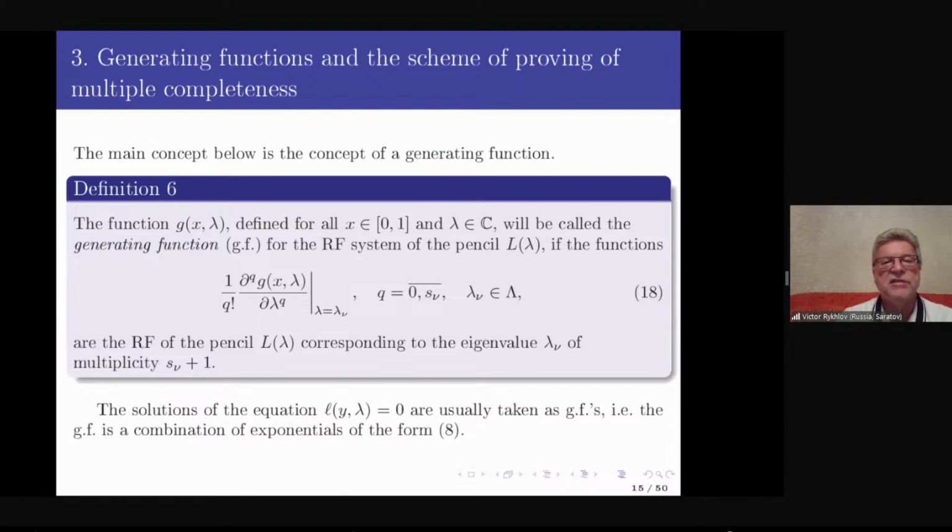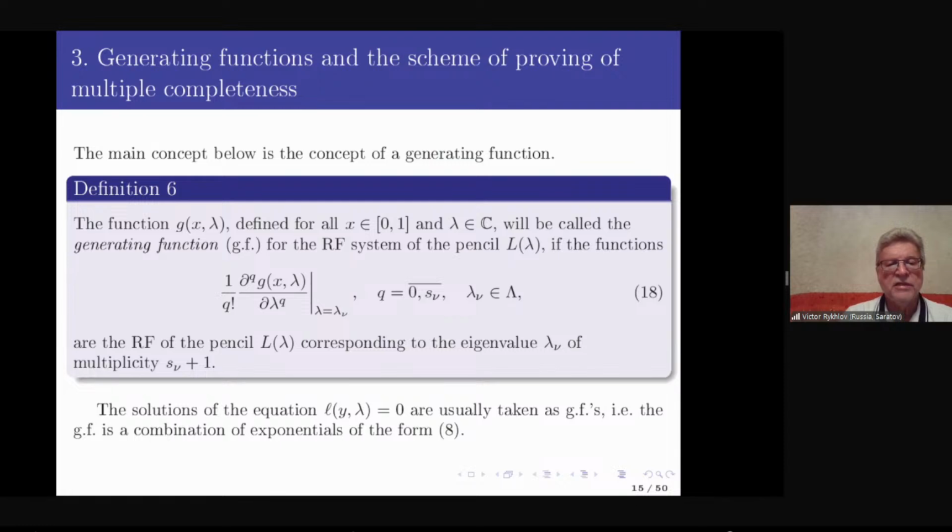Section 3, generating functions and the scheme of proving of multiple completeness. The main concept below is the concept of generating function. Definition 6. The function j of x and lambda, defined for all x from the segment [0, 1] and lambda in the complex plane, will be called the generating function for the root function system of the pencil L of lambda if the functions 18 are the root functions for the pencil L of lambda corresponding to the eigenvalues lambda nu of multiplicity s nu plus 1.